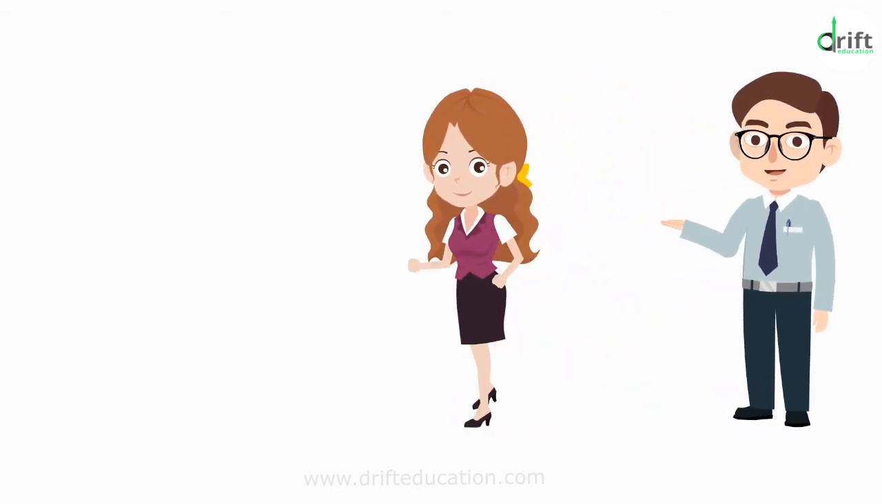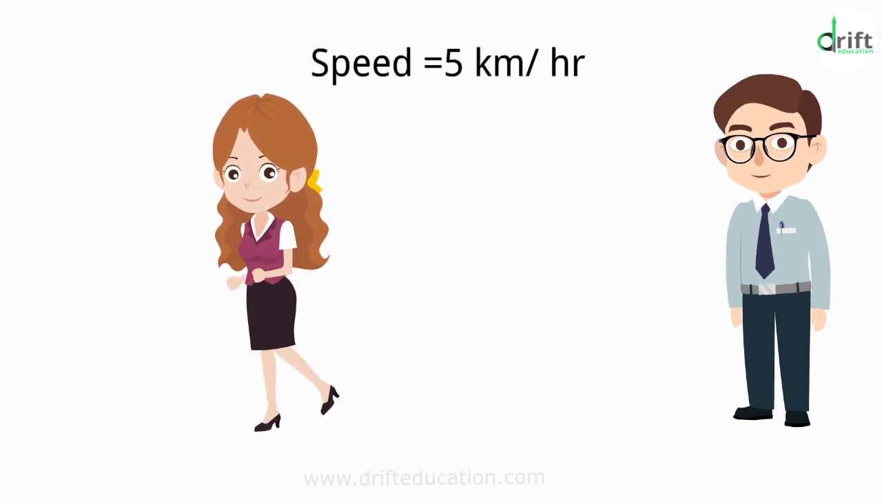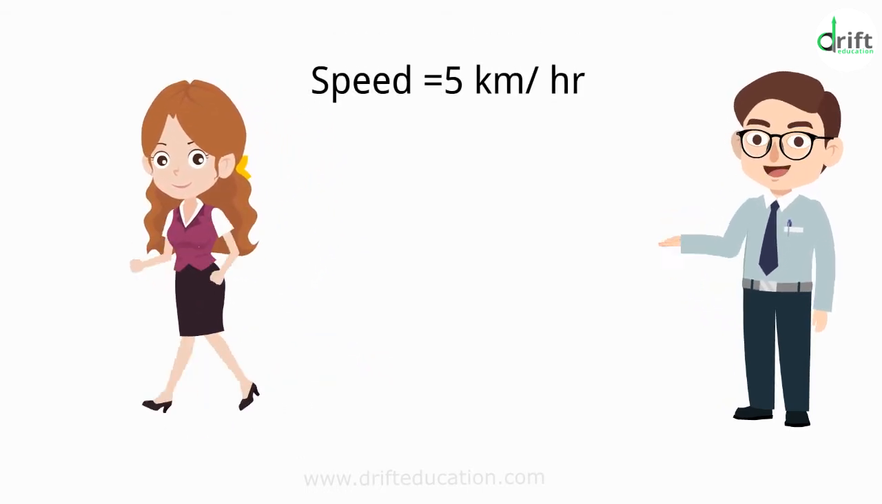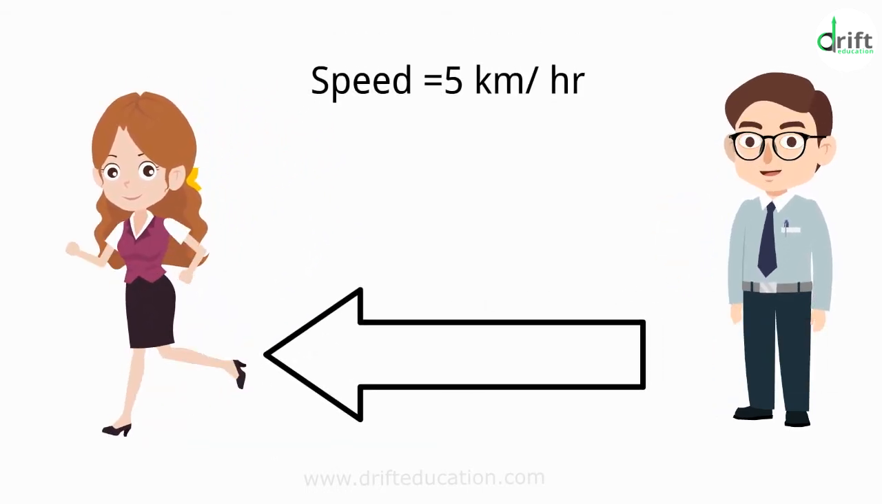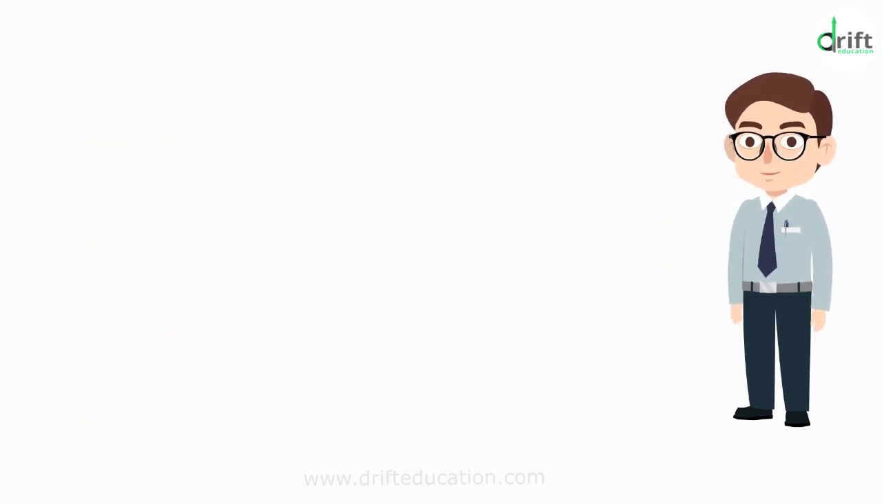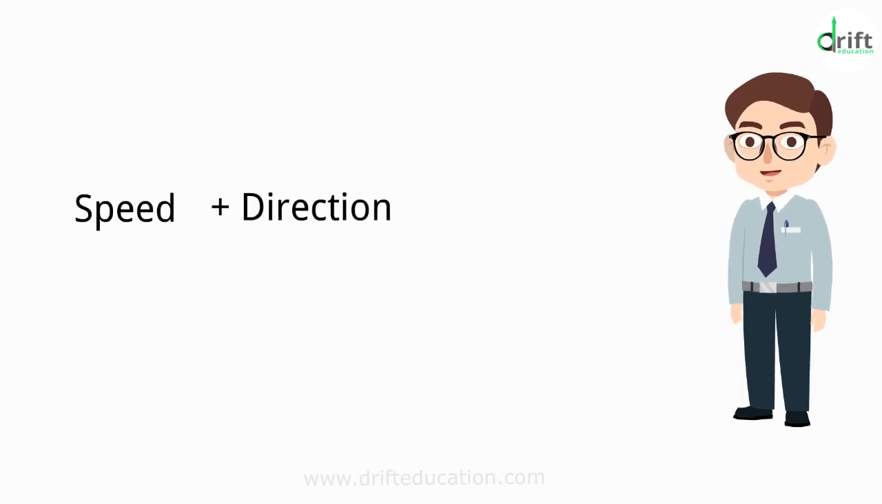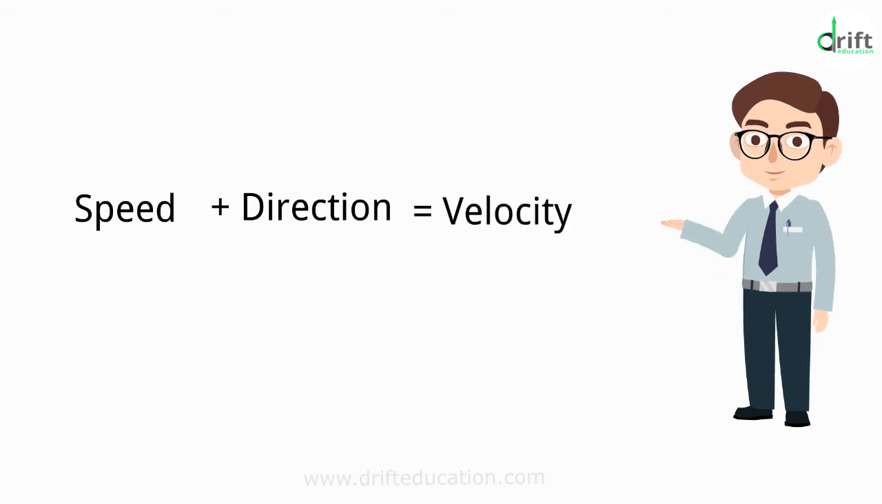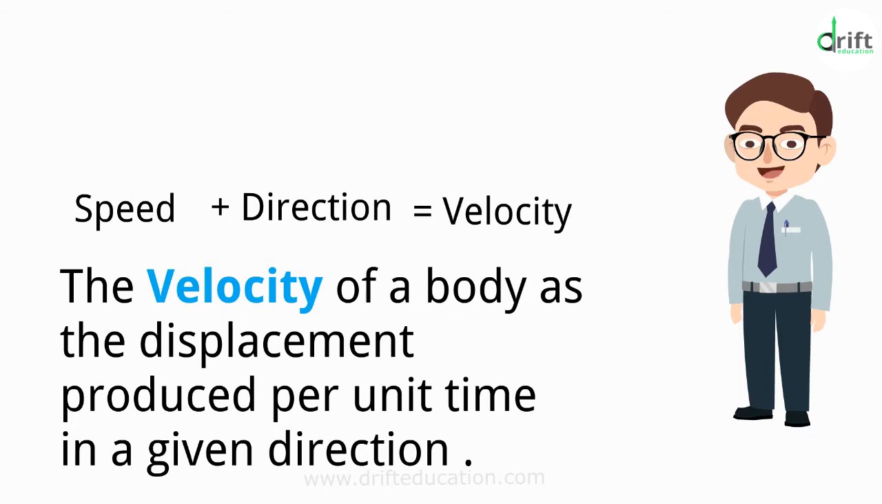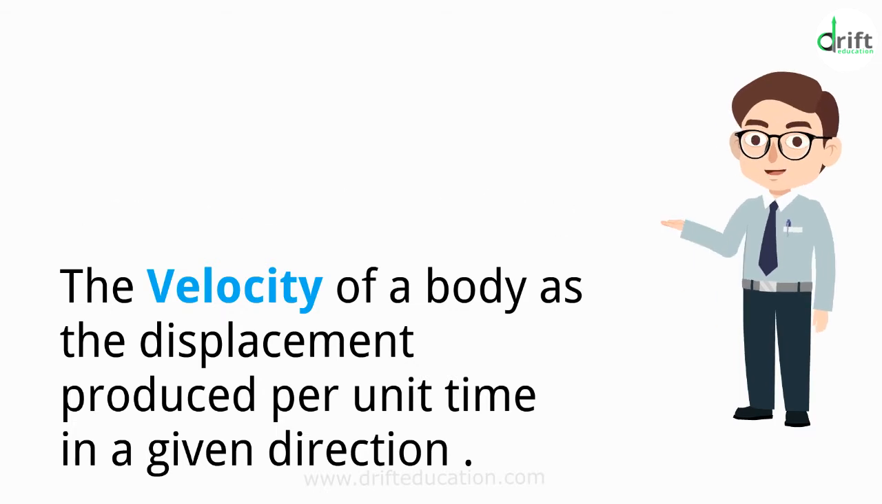The speed of a body gives us an idea of how fast the body is moving, but it does not tell us the direction in which the body is moving. Thus, to know the exact position of a moving body, we should also know the direction in which the body is moving. In other words, we should know the speed of the body as well as the direction of the speed. This gives us another physical quantity known as velocity, which can be defined as the distance traveled by a body per unit time in a given direction.